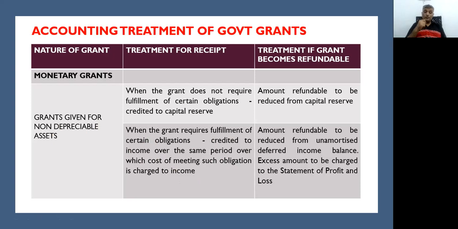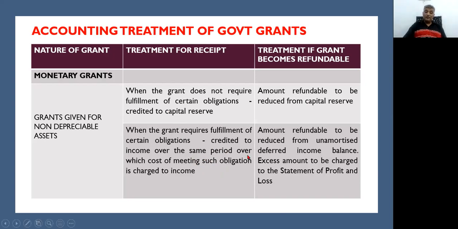But if there are no strings attached, then like this one, we can take it to capital reserve. But if it requires the fulfillment of certain obligations, then we need to find out the period over which we will be meeting such obligations, and it's better we recognize the grant as an income over that period.